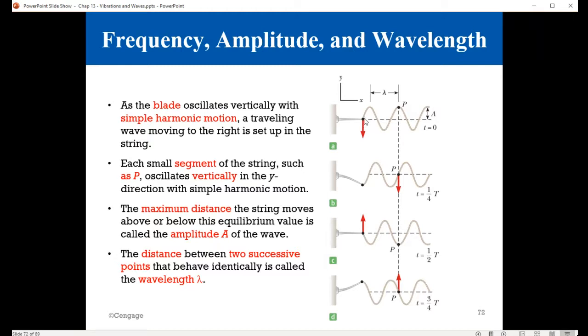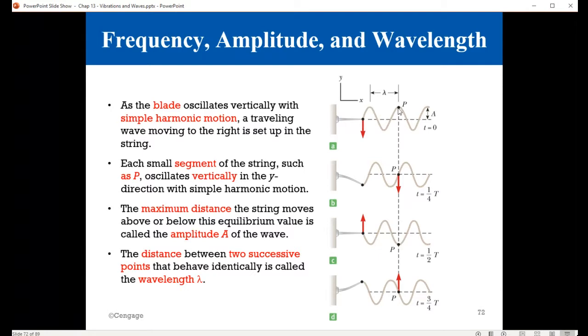Here, think of this rope connected to a blade, and the blade can move up and down, oscillates up and down. So it serves as a generator, a source to generate the waves. So you have now a stream of transverse waves starting from this blade. To describe these waves, you will need the amplitude, the period, the frequency, and the wavelength.